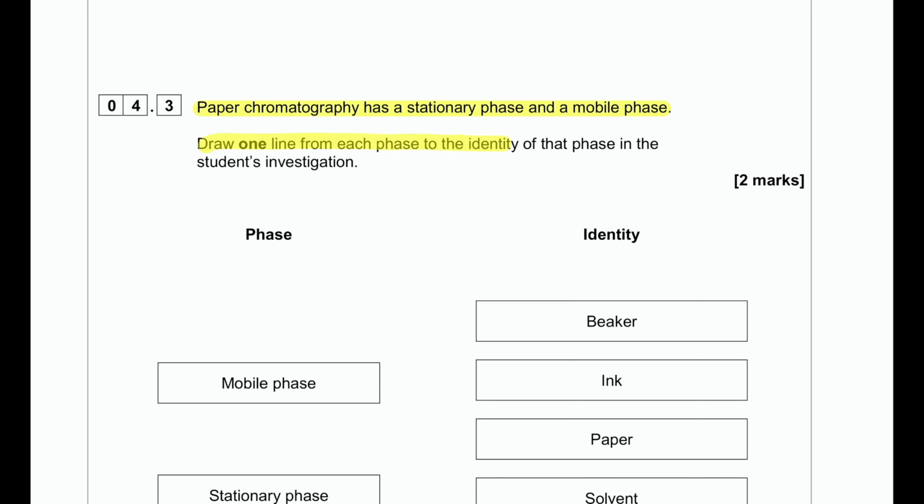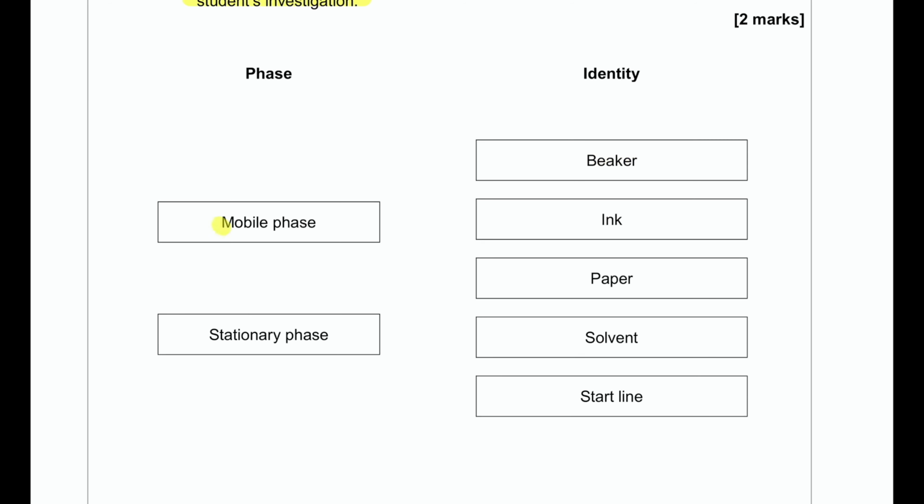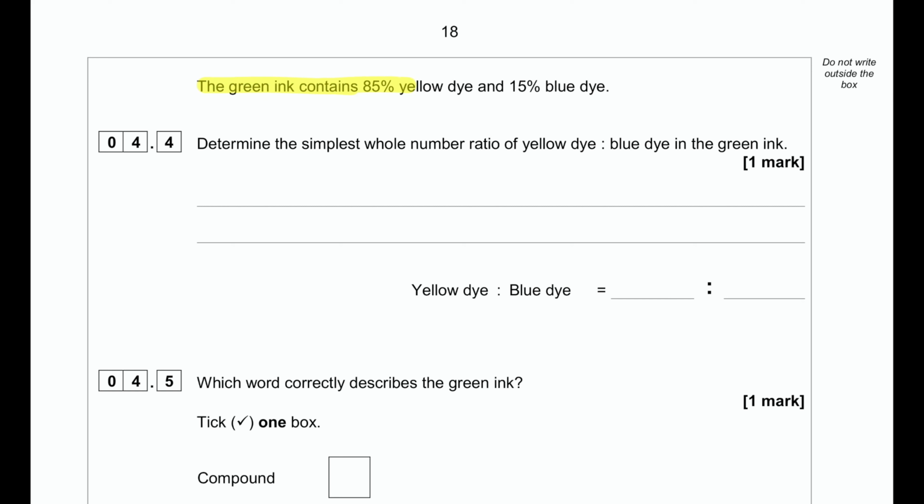Paper chromatography has a stationary phase and a mobile phase. Draw one line for each phase to identify of that phase in the student's investigation. Mobile phase. So always the mobile phase will be the solvent because it is going to carry the ink, and the stationary phase is going to be the paper. The green ink contains 85% yellow dye and 15% blue dye. Determine the simplest whole number ratio of yellow dye to blue dye in the green ink.